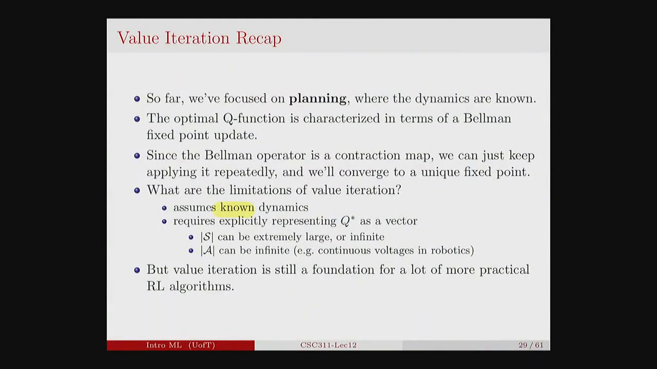And that's it in terms of value iteration. So you start at any random Q matrix, and then you repeatedly apply this Bellman operator to it until you converge to a fixed point of this Q matrix.